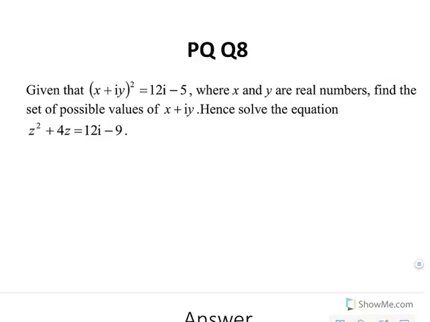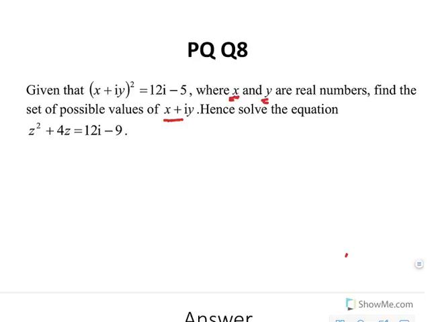Given that (x + iy)² = 12i − 5, where x and y are real numbers, we want to find the set of possible values of x + iy. Okay, so this is a very standard question. We need to compare. We realize that x and y are real, so this is a question where we want to compare the real and imaginary parts of the equation.